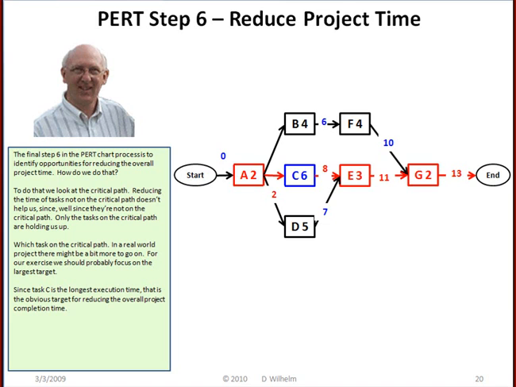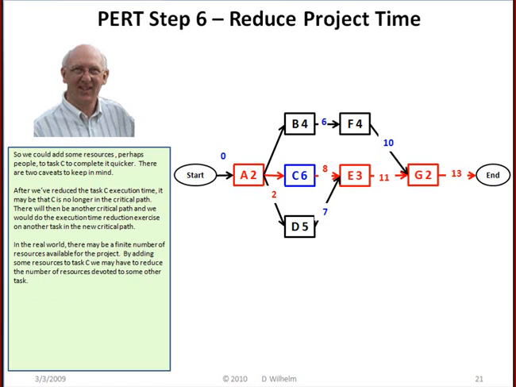In a real-world project, there might be a bit more to go on. For our exercise, we should probably focus on the largest target. Since task C is the longest task execution time on the critical path, that is the obvious target for reducing the overall project completion time. So we could add some resources, perhaps people, to task C to complete it quicker.